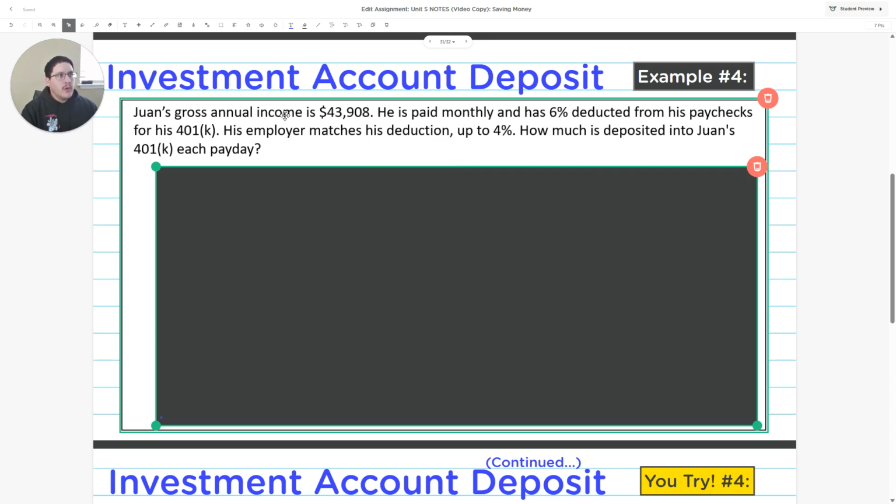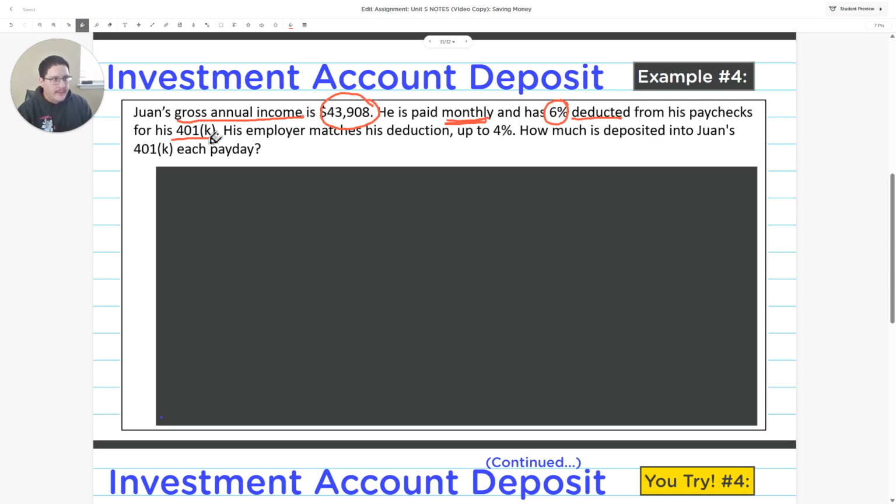So Juan's gross annual income is $43,908. He is paid monthly and has 6% deducted from his paychecks for his 401k. His employer matches his deduction up to 4%. How much is deposited into Juan's 401k each payday?